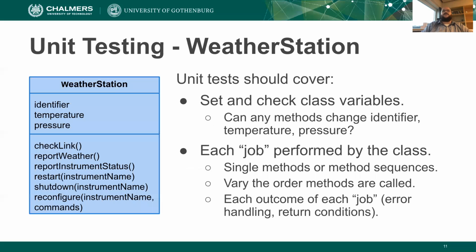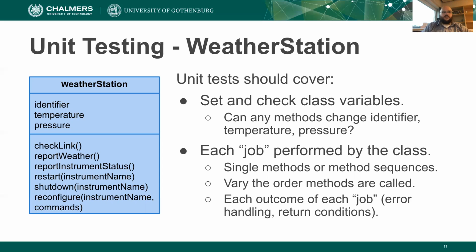Right, so just a dead simple example, we might have a class called a weather station. It connects to a sensor unit in the field that gives us weather information. It has a few class variables. As an identifier, it has the current temperature and it has the current atmospheric pressure. And then it has a set of public methods that we can call and work with. Right, it can check the link to the home base. It can report the current weather. It can report the status of certain instruments.